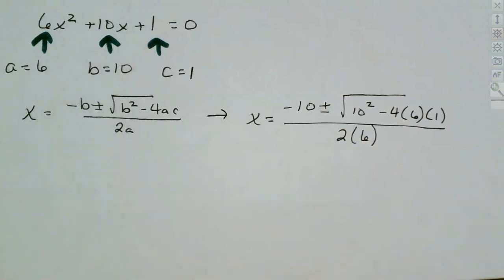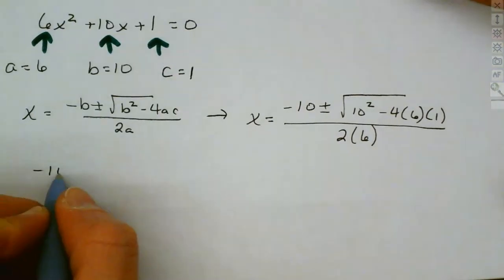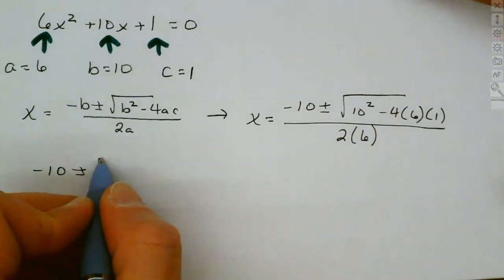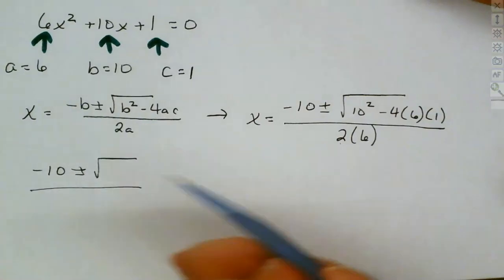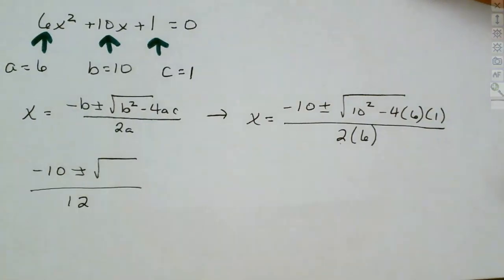And this one's going to force us to reduce it down. This one will break down. I can tell you this right now. So the others did not. This one will. Let's rewrite it. And we've got a negative 10 plus or minus a square root here. And 2 times 6, that's a 12.